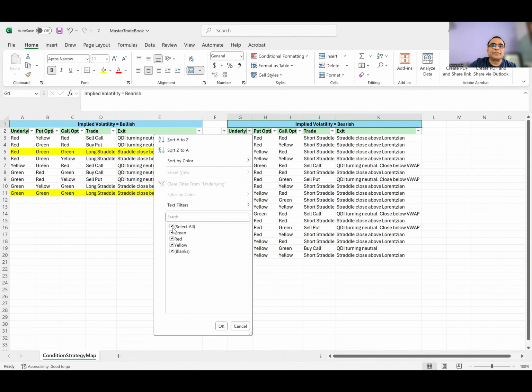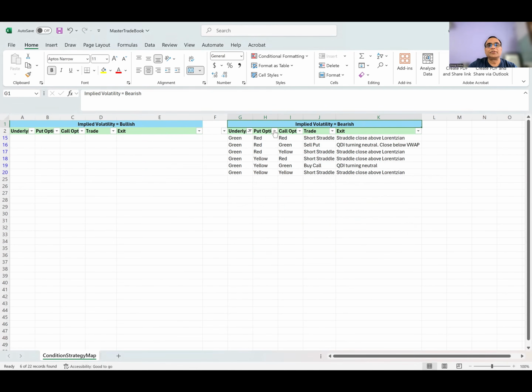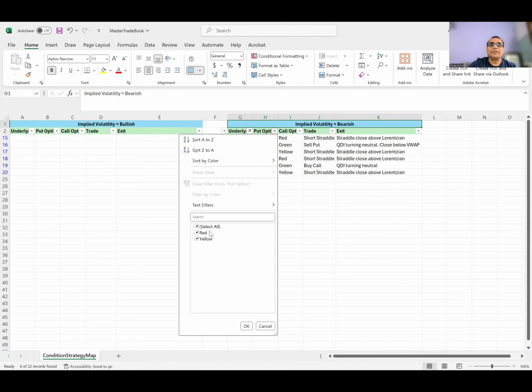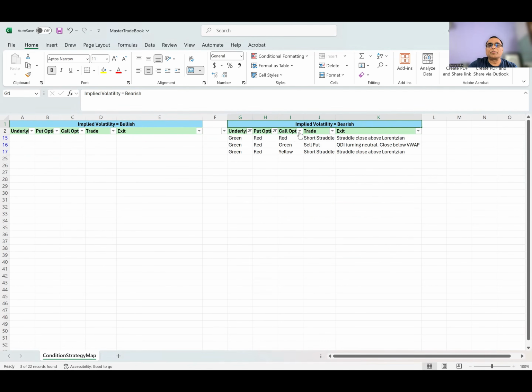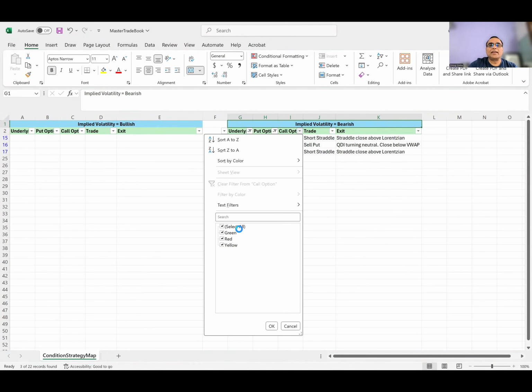The underlying, which was Nifty, was very clearly bullish. So Nifty was green. I'm just saying green for bullish. Put option: we saw the put option was very clearly bearish, so I make it red. And then call option: the call option was very clearly bullish, so I mark it as green.